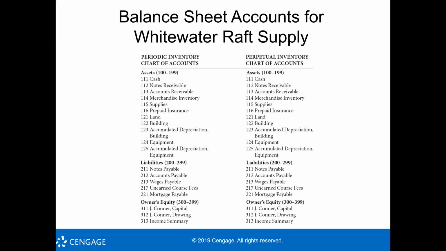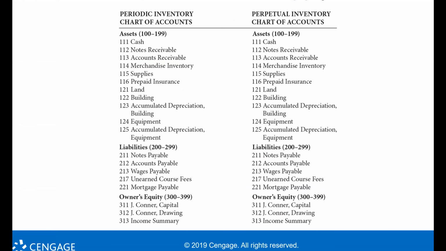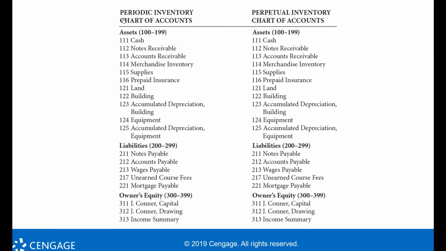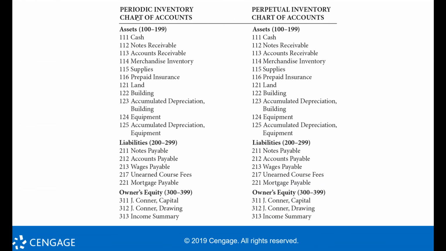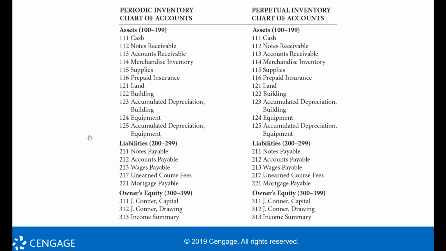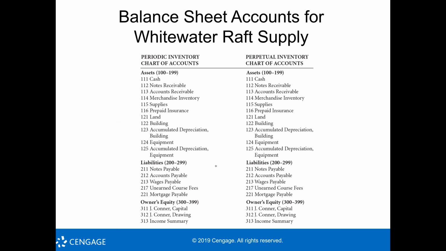Okay, so this first slide, and I'm going to blow up on this a little bit. Here's the periodic inventory system. Why isn't it working here? Hot dog. Uh-oh, let me go back real quick.